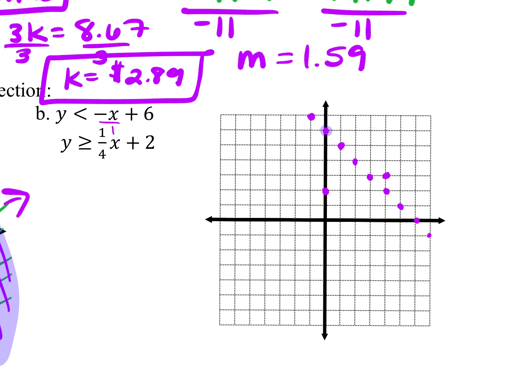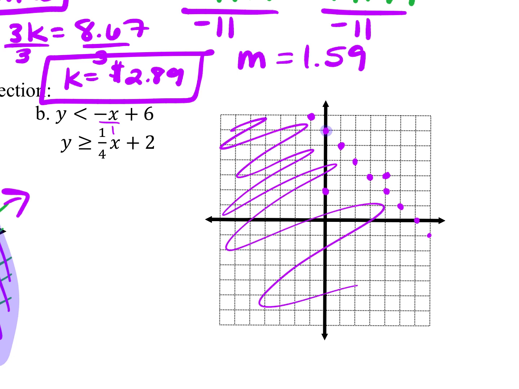Okay, hold on. Finish the first one. Where do you shade on that first one? Down. Less than. Yep, so you would shade below.